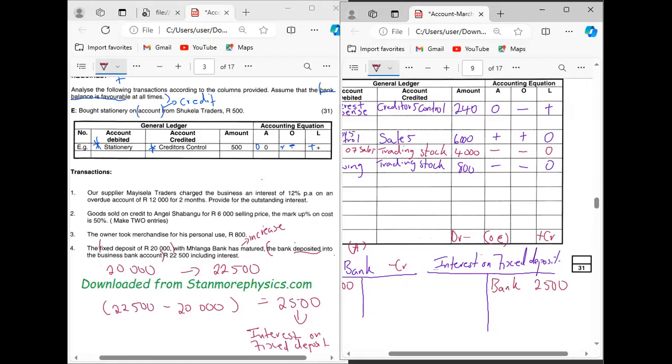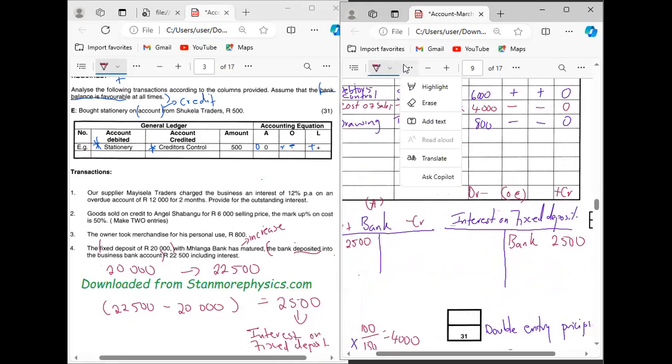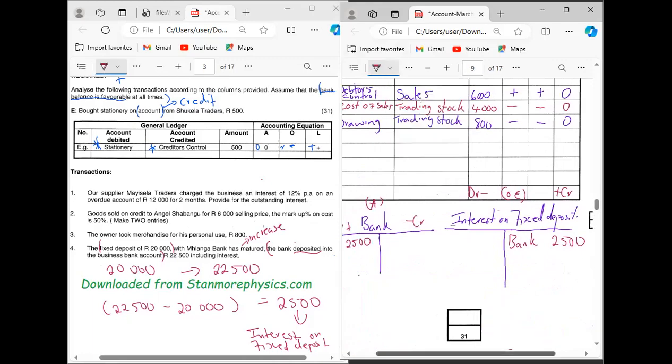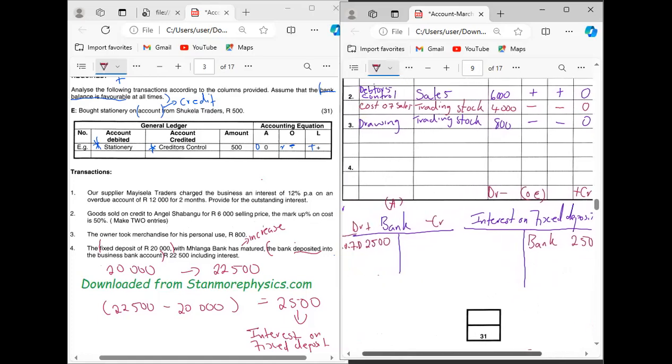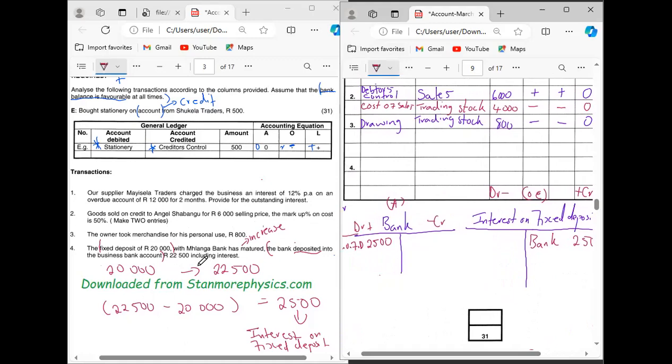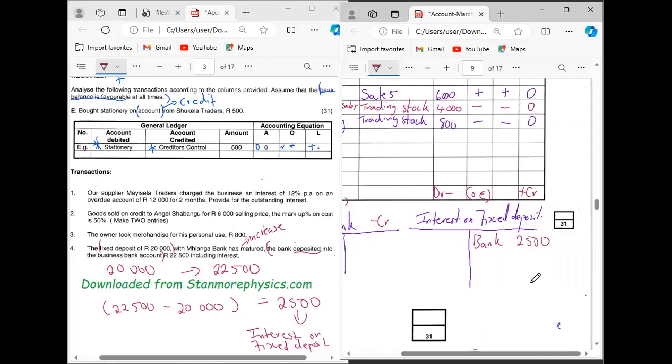And then guys, we did not only receive interest on fixed deposit, but they said that 22,500 including interest was deposited into our bank account. So interest of how much? Of 2,500. So we were able to manage to record interest on fixed deposit, and then the bank will be debited by interest on fixed deposit, and then one account is debited, and then another account must be credited.